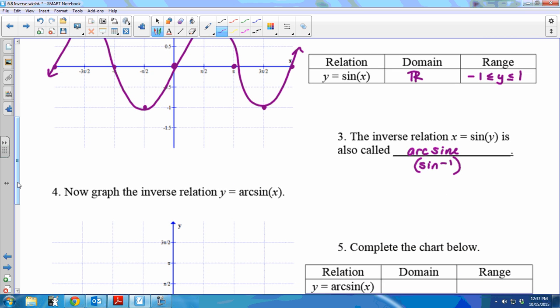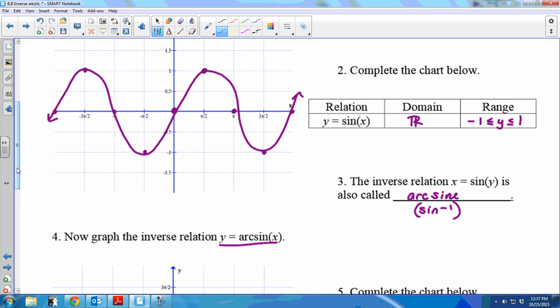Well, it says on 4 to graph the inverse relation y equals arc sine. If we're going to graph arc sine, always a good strategy is to make a table so we can flip the x and y to make the points for the next one. So for example, I have a point at 0, 0, a point at pi over 2, 1, a point at pi, 0, and 3 pi over 2, negative 1.